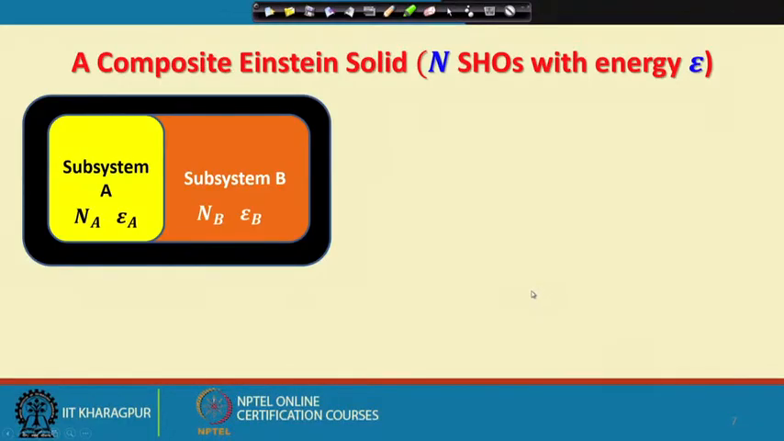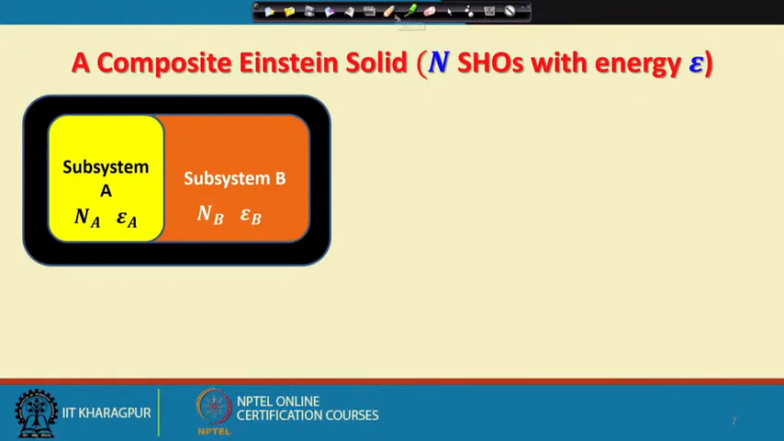Now, I am going to take up a very specific example which is an extension of this. Once again we are going to talk about a block of solid, but now this solid is a composite Einstein solid. So, let us have a look at exactly what the system is that I am considering here.